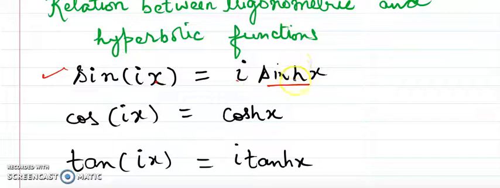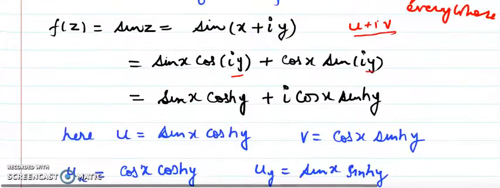So remember, when it is sine of iota times something, it is iota times hyperbolic sine. Don't forget that here it is sinh x, which means it is a hyperbolic sine function. But cos has no iota, and as you know, tan is sine by cos, so when you divide it, you get iota times hyperbolic tan. So this is one result.